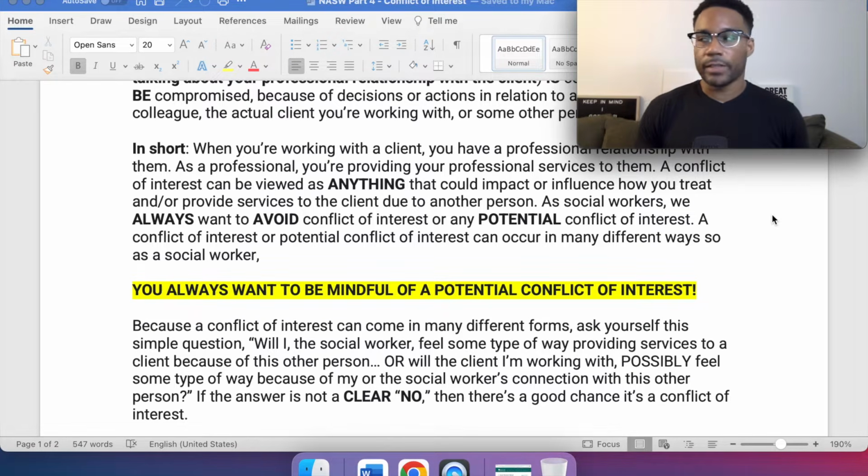So remember, this could happen in so many different forms, right? Where we talk about another person and their relationship to the client in some way, shape, or form. We always want to be mindful of any potential conflict of interest and being able to ask ourselves this question: will we, the social worker as a professional, feel some type of way providing services to them? Or will the client feel some type of way providing services to them when we have this other relationship, or will have another relationship with that other person?